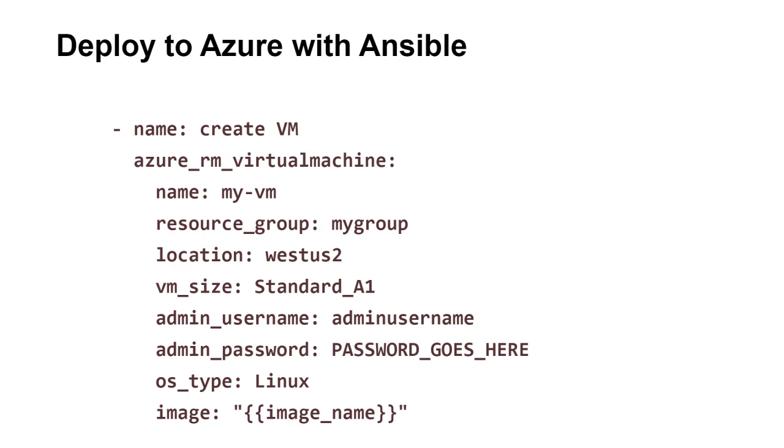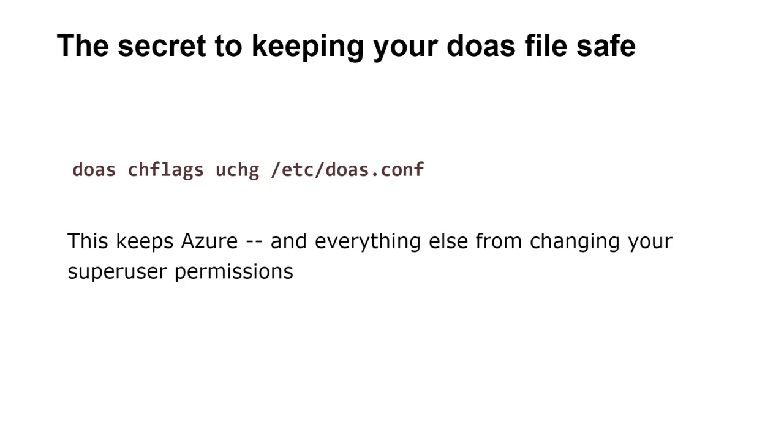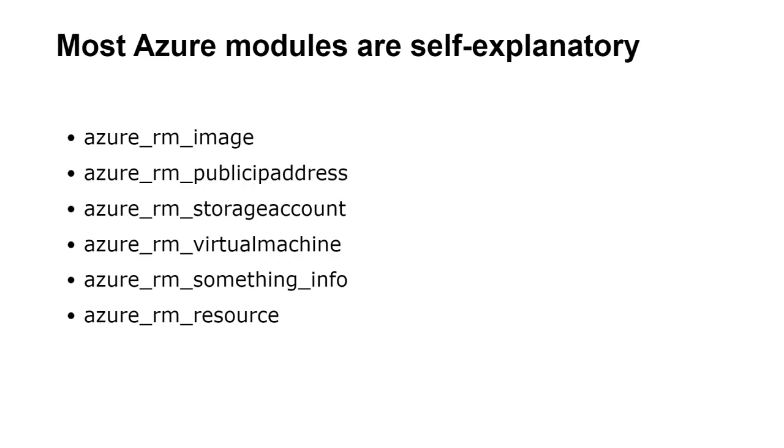So here's the big secret that lets you run OpenBSD on Azure. Lock down your doas.conf file so that Azure can't touch it. If I run this before I upload the VHD, my OpenBSD VM will keep the right superuser permissions, so I can manage it remotely with Ansible no matter how Azure tries to set up an admin account for me.